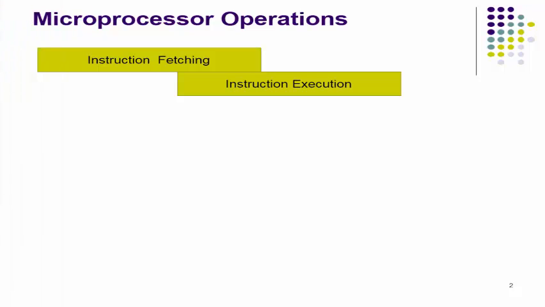Before moving towards the timing diagrams of 8085, we will see the various operations performed in the microprocessor, where two main things need to be considered. The first one is instruction fetching and the second one is instruction execution. These are the two things to consider during the operation of any instruction in the 8085 microprocessor.